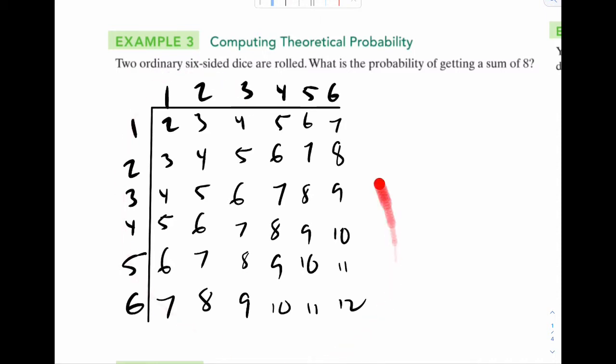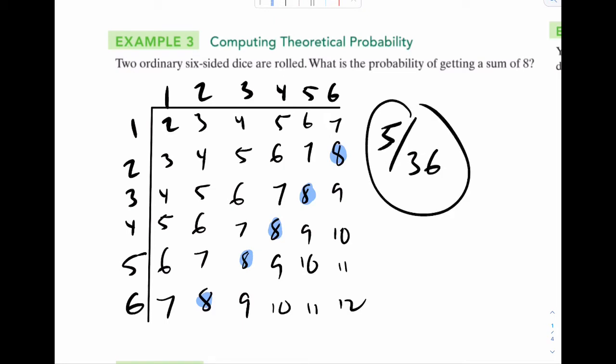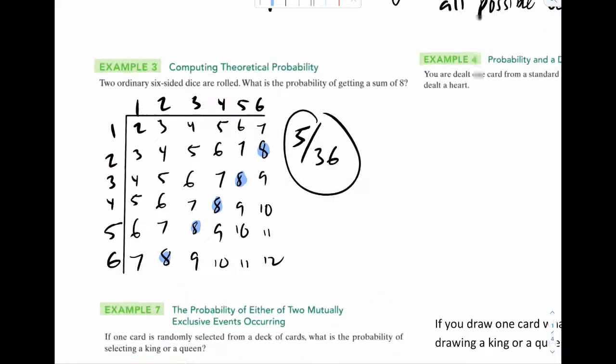Okay, so this is going to represent everything that could possibly happen. We're looking for an 8, so let's just highlight those. So the answer is 5 out of 36, because there are 5 things we want, and there are 36 things that could happen. And we're done.